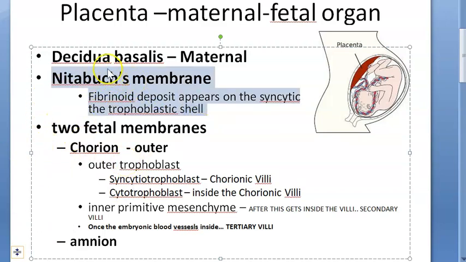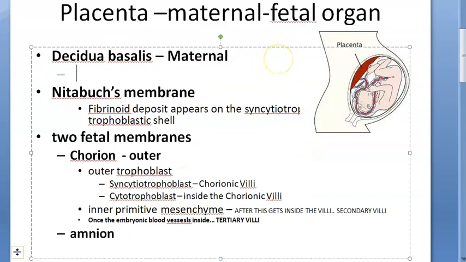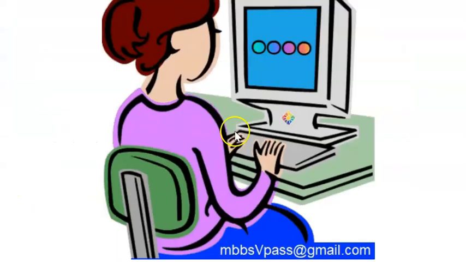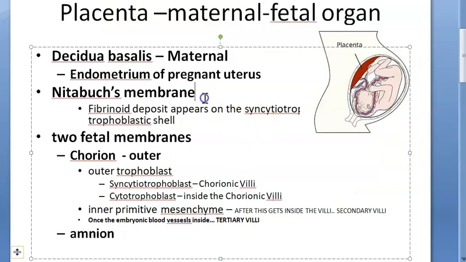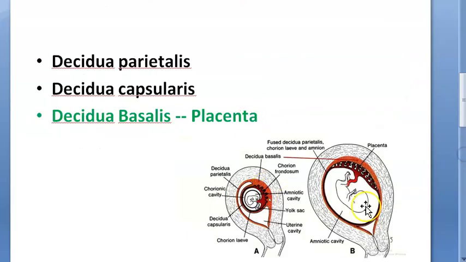Anyways, so what is this decidua basalis? Okay, it is nothing but the endometrium of the maternal side. This is nothing but the endometrium of the pregnant uterus. It is called as decidua. Okay, what is decidua basalis, guys? It is nothing but the endometrium of the pregnant uterus, and that too which is forming a part of the placenta. So look at this image here.